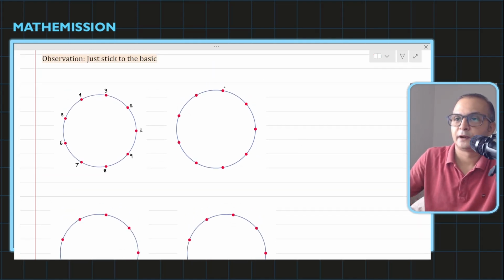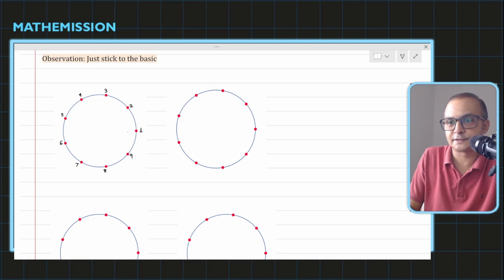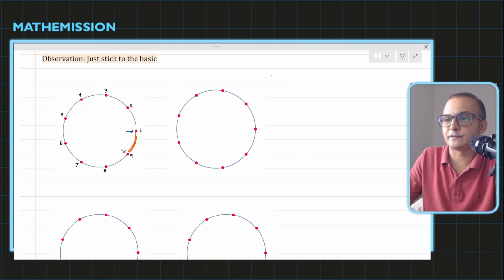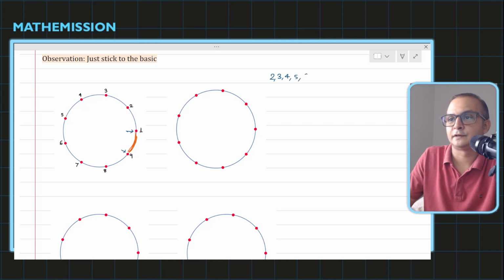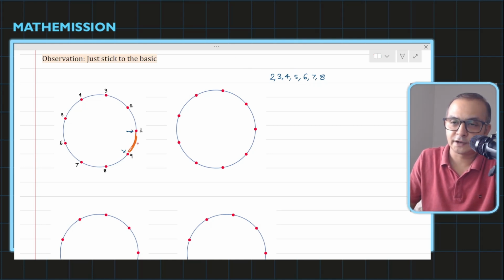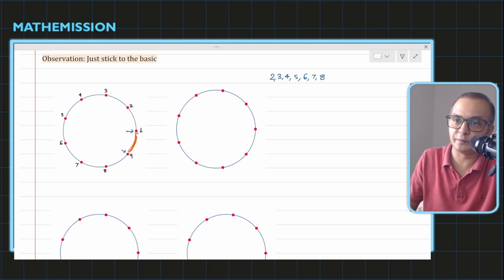So what I'm doing, I'm just placing this 1 here and 9 there, and I'm assuming that between 1 and 9 there is an arc, and on this arc I'm going to place any number from 2, 3, 4, 5, 6, 7, 8. Let me write it. So I have these 7 numbers: 2, 3, 4, 5, 6, 7 and 8.